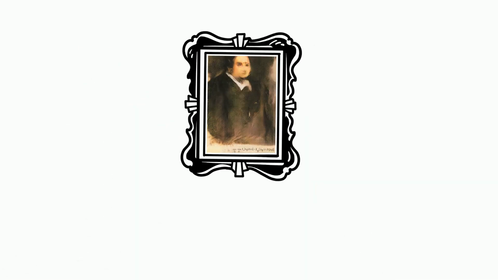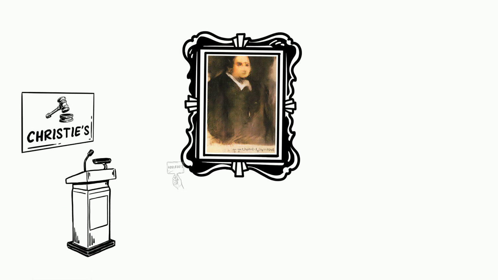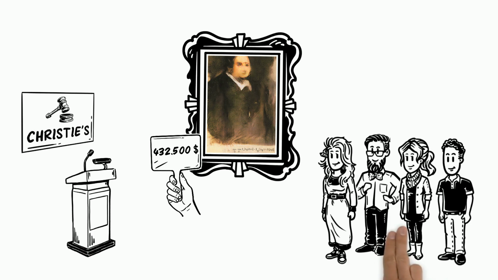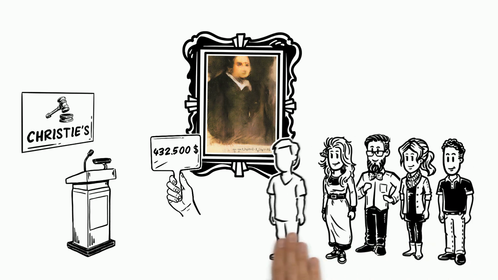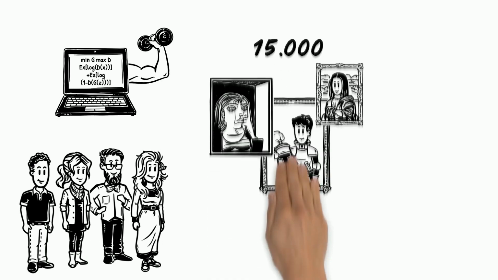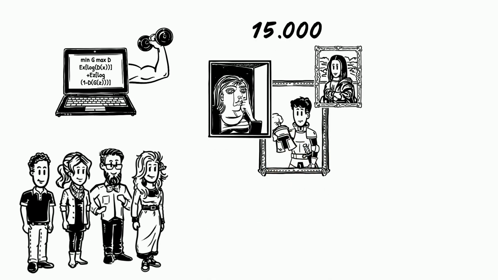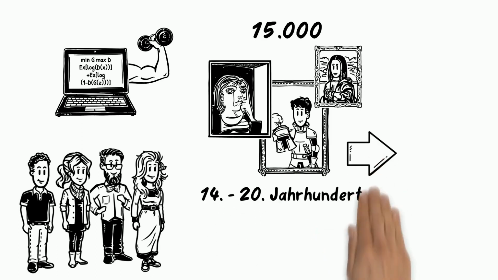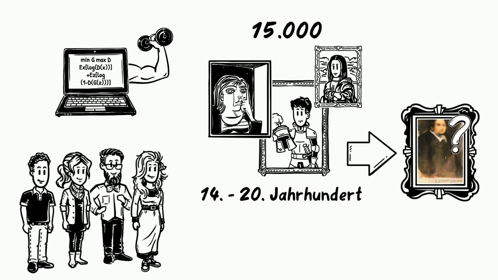The painting with the name Edmond de Bellamy was sold at Christie's auction house for $432,500. The money was given to the artist's collective, Obvious, because the creator is not actually a person, but an algorithm. The French artists trained this algorithm with 15,000 portraits from the period between the 14th and 20th centuries. One of the results was the said portrait without a subject.